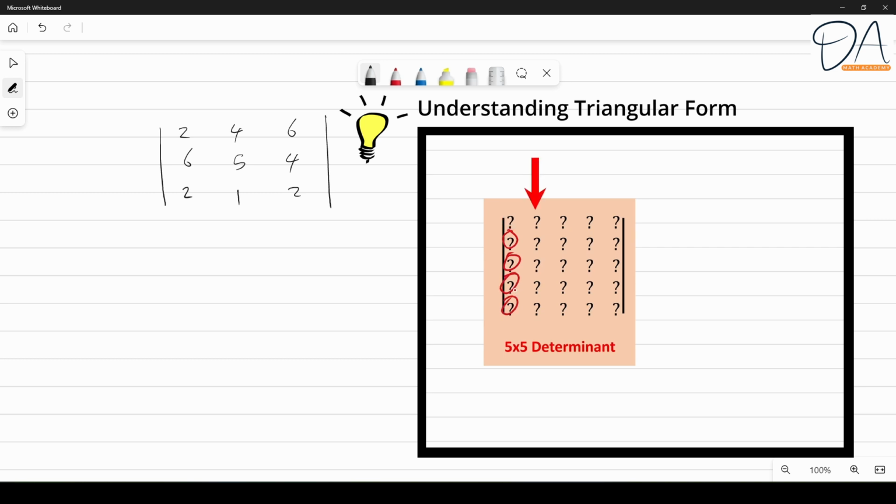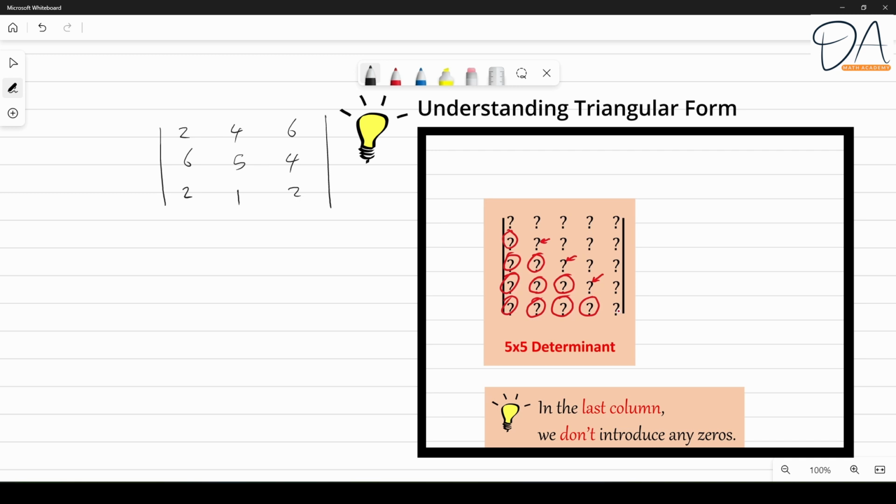In the second column, you want all the elements below the second element to be 0. So this one here is the second element. You want all the elements below the second one to be 0. In the third column, you want all the elements below the third element to be 0. So this is the third element. You want these to be 0. In the fourth column, you want all the elements below the fourth element to be 0. In the fifth one, you want all the elements below the fifth element to be 0. Of course, there is no element below the fifth element. In other words, always the last column, you will not introduce any 0.